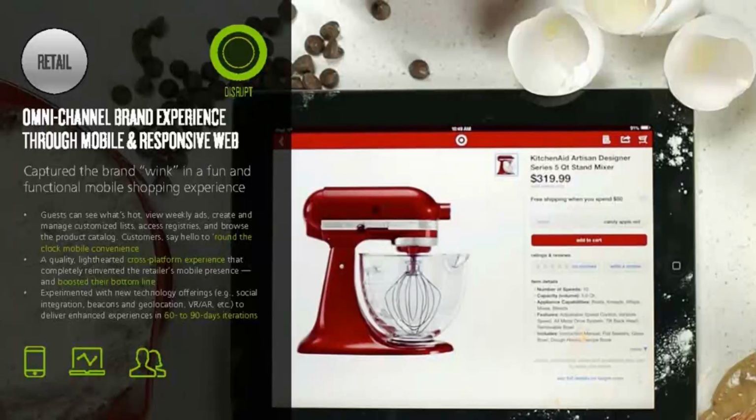The last example that I wanted to leave you with is a very, very, very well-known brand in the United States that does household, grocery, clothing, specialty, sports, electronics, retail.